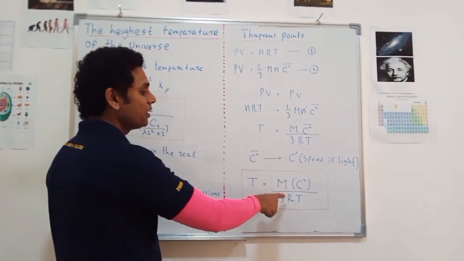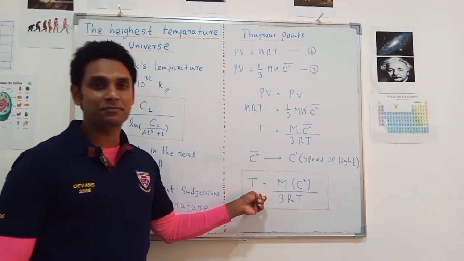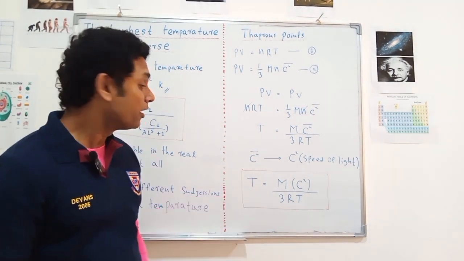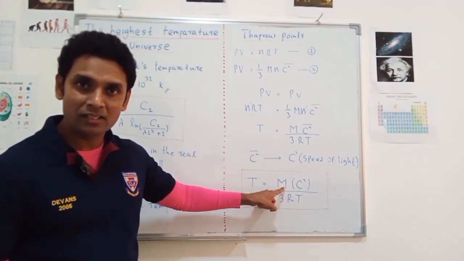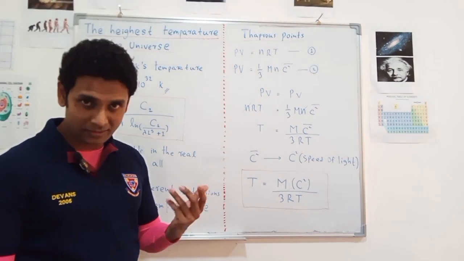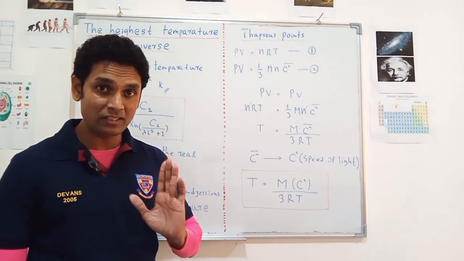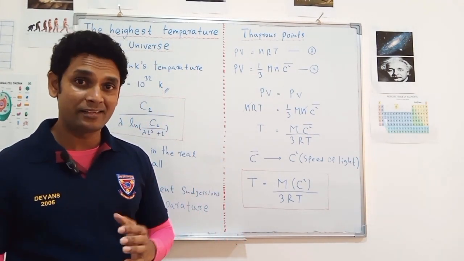T equals Mc squared divided by 3R. Using this equation we are going to calculate all those temperature points. There are plenty of temperatures because M differs: for hydrogen the molar mass is 2, for oxygen it is 32, and for nitrogen the molar mass is 28.